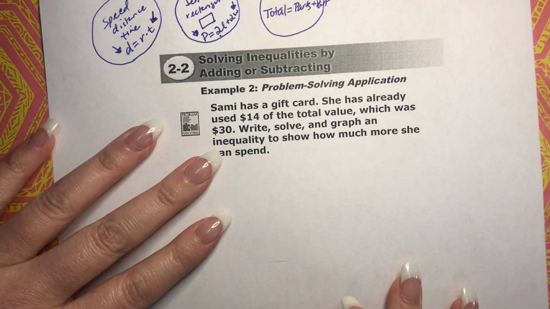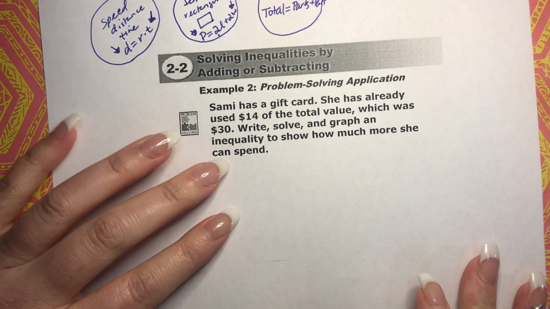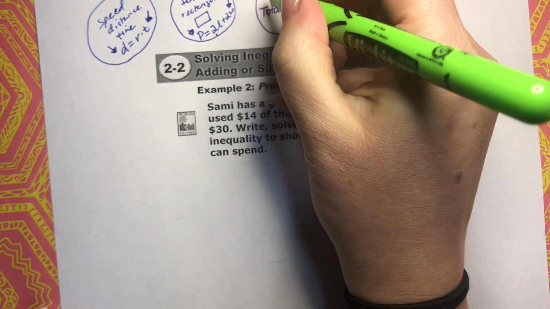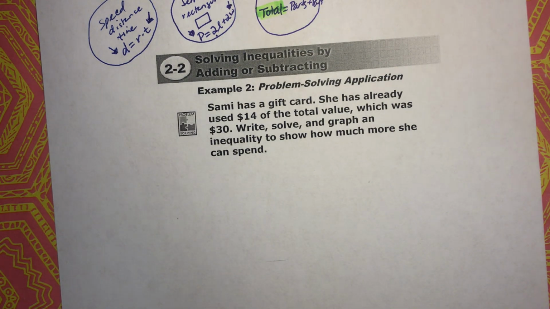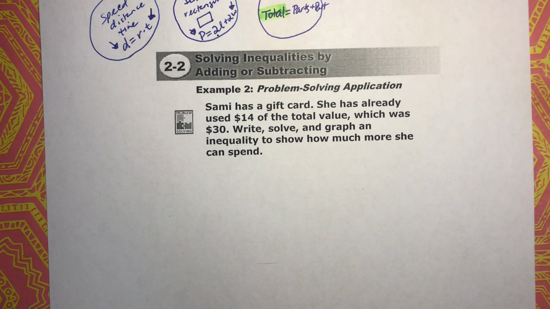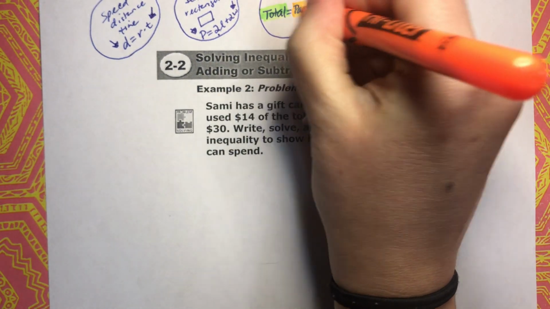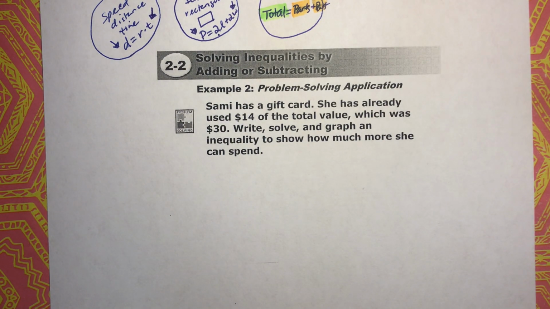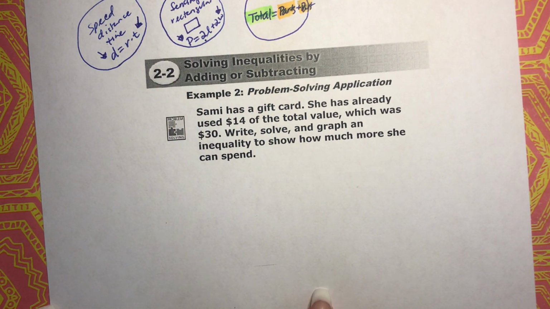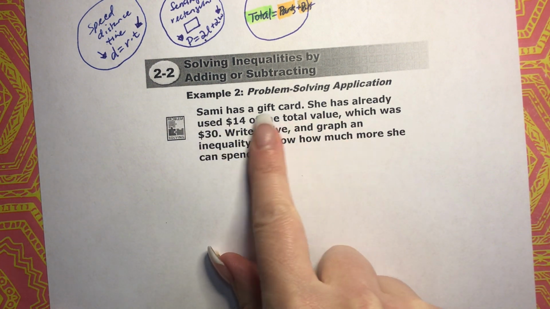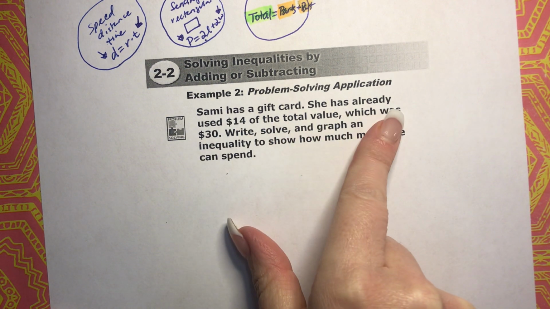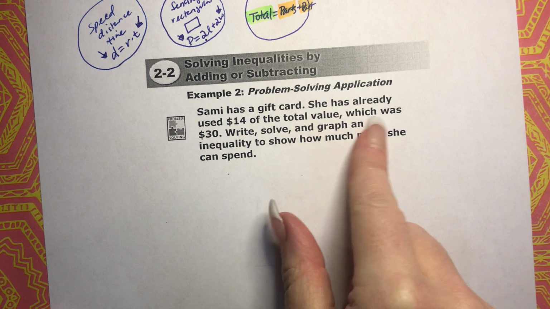So when we're reading this, I want you to identify what the total is and what the parts are. I'm going to say the total is green, and the parts are going to be orange. We add the parts together, and the parts make up the total. That's what type of problem this is. So a couple things. We need to find the variable before we do this. So what is the variable? Sammy has a gift card. She has already used $14 of the total value, which was $30.